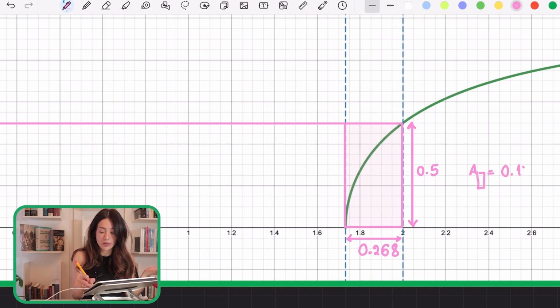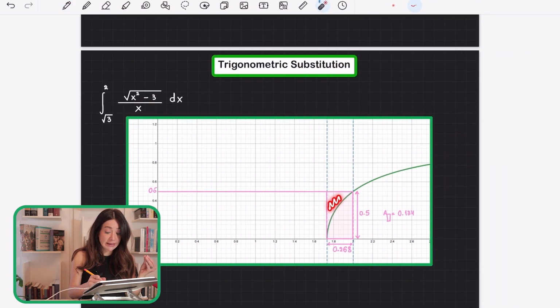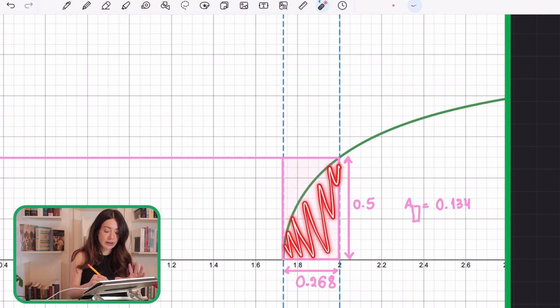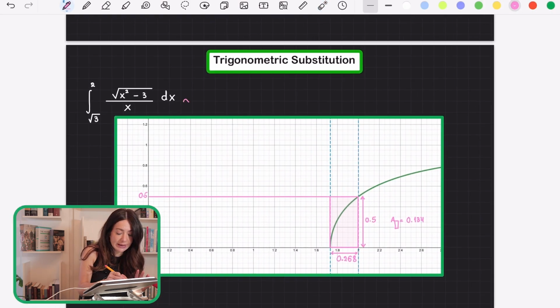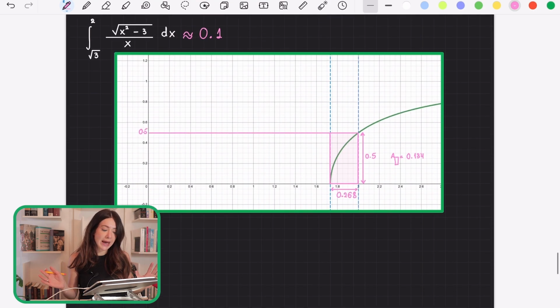That is 0.134, right? So I recognize that here I am calculating extra area, and I don't need that because they only asked me for this area under the curve from square root of 3 to 2. So some less than this should be my answer. So I guess what I should be expecting is approximately 0.1. If I get in that neighborhood, final answer, I'll be happy.